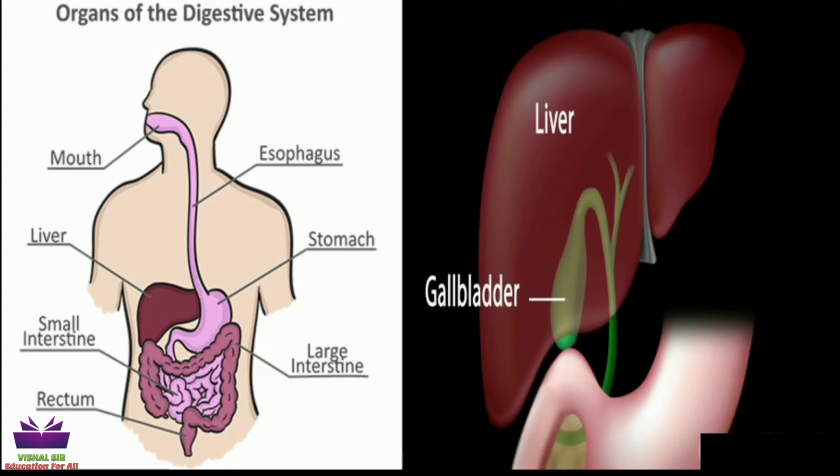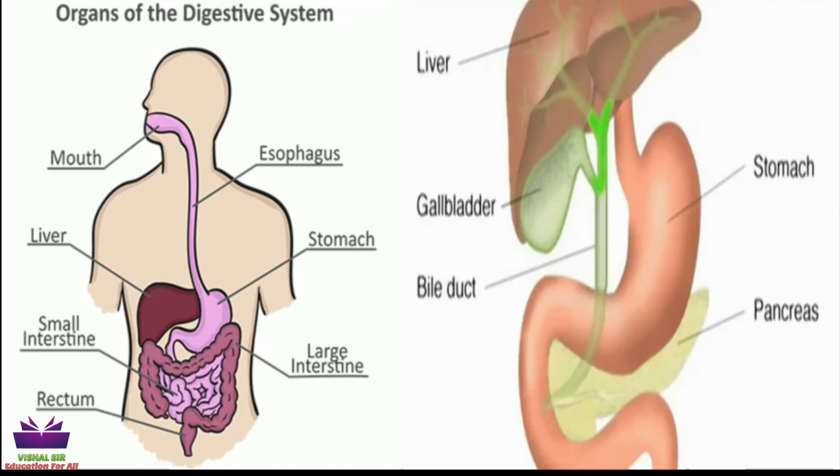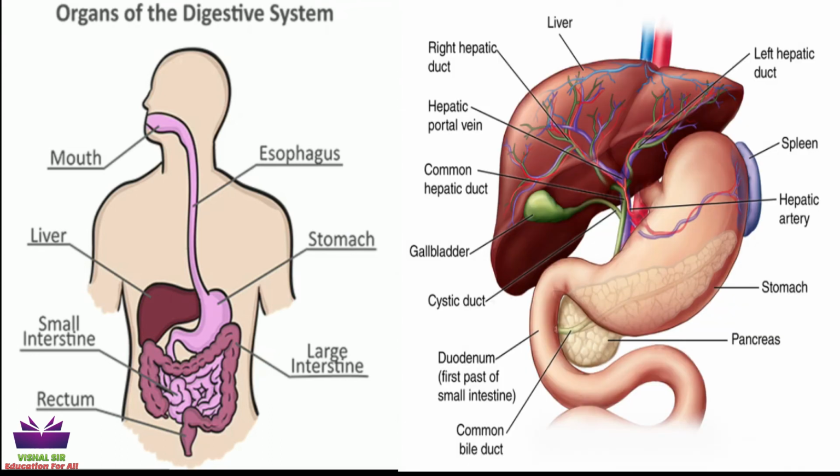The liver secretes a digestive juice called bile. This bile is stored in the gallbladder, as you can see over here. From here, it is carried into the small intestine, where it gets mixed with the food and helps in the digestion of fats. The next organ of the digestive system is the pancreas.